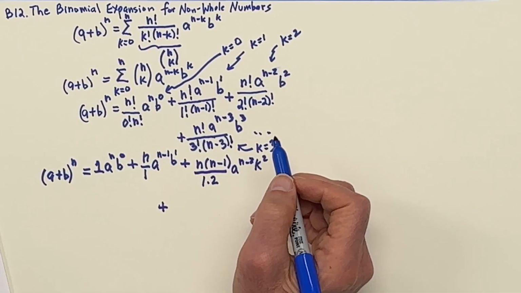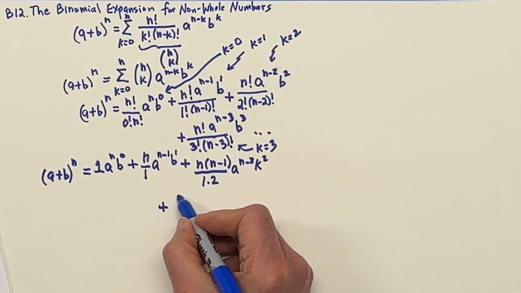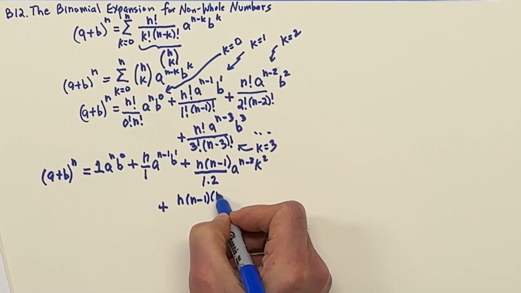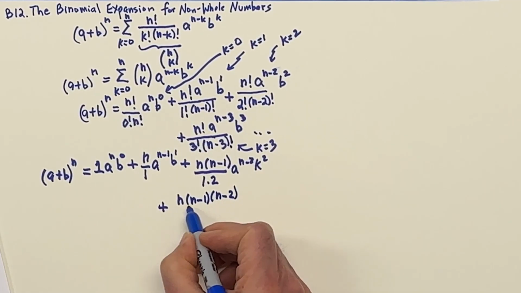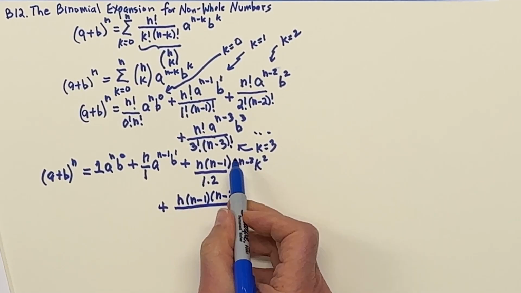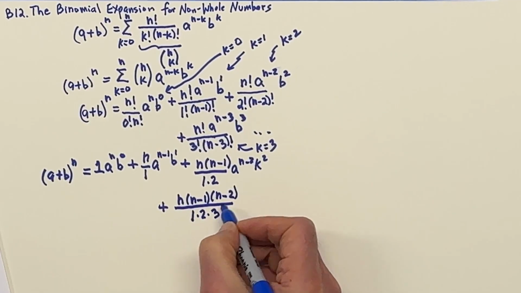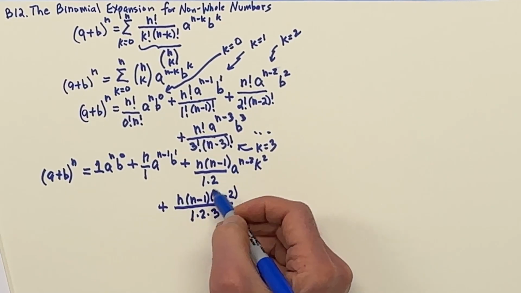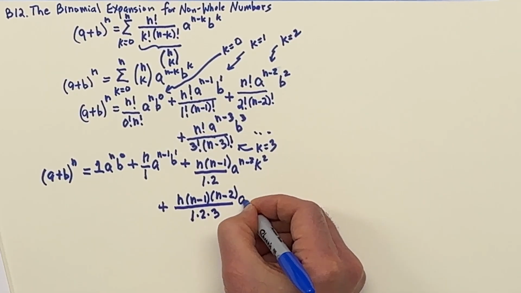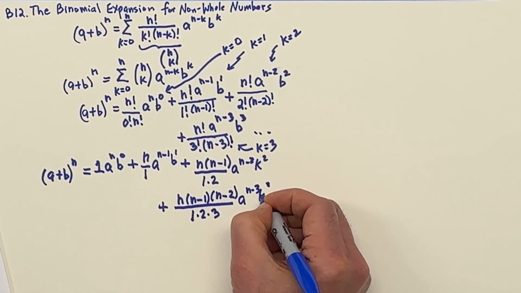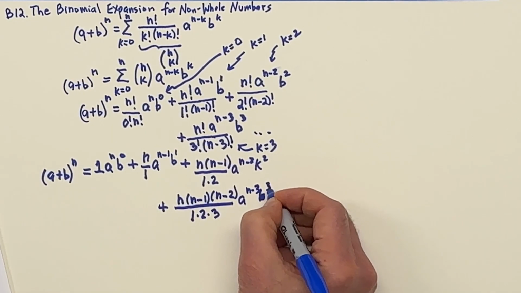And let's fix that. Then we're going to have n times n minus 1 times n minus 2, and then we're going to divide by 3 factorial. I'm going to put down 1 times 2 times 3, and then that'll be it. That's what we have. And this is a to the n minus 3 and b to the third power.